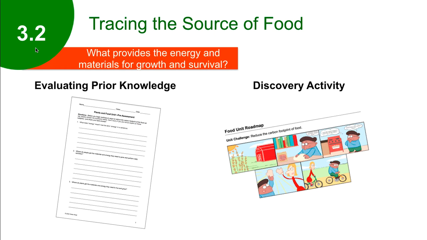In Lesson 3.2, we return to students' pre-assessment and ensure that everyone shares the same key language. Then we discuss the food unit roadmap. We focus in on food growing in the sun and activate the prior knowledge from elementary school about the materials and energy plants need to grow.